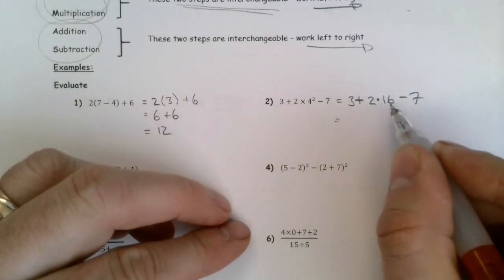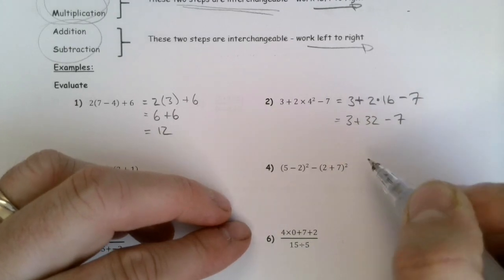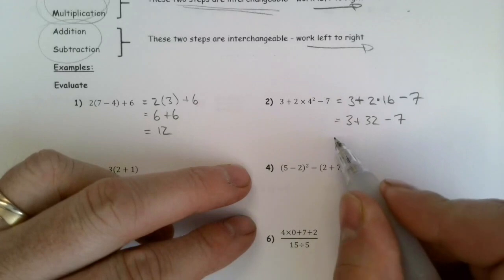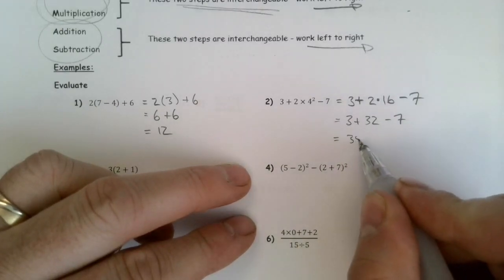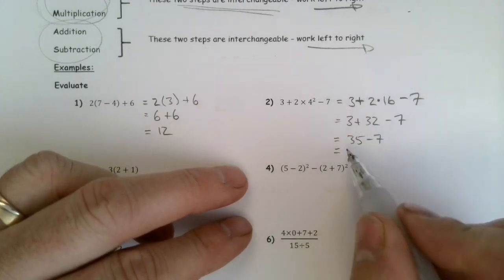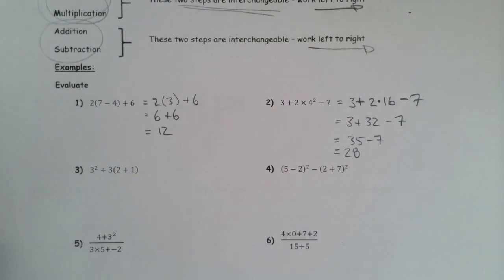So 2 times 16 is going to be 32. Now I'm going to do the addition and subtraction left to right here. So 3 plus 32 is going to be 35, minus 7. And then 35 minus 7 will be 28. So the answer there is 28.